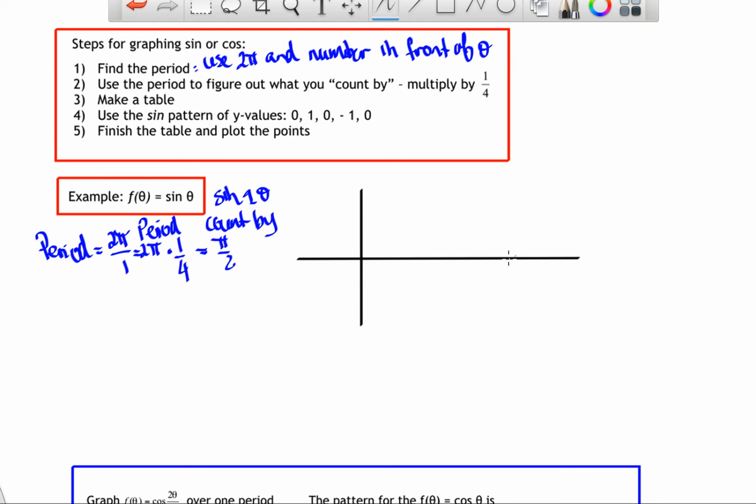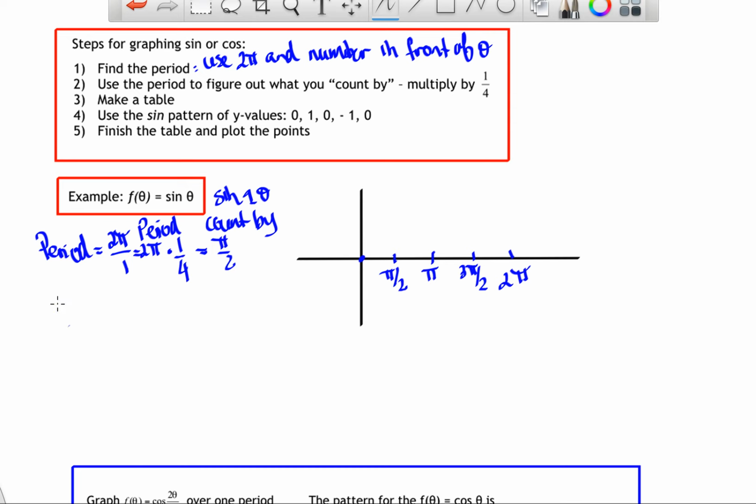So the period is how long it takes when you start at 0, how long does it take before values repeat? Well, out to 2 pi. The count by is what you need to do to be able to divide this into 4 equal parts. So if you start at 0, and if you add pi over 2, plus pi over 2 would be 2 pi over 2, which is pi, and then we get 3 pi over 2, and then 4 pi over 2, which is 2 pi. Then we can graph our function with a nice smooth curve.